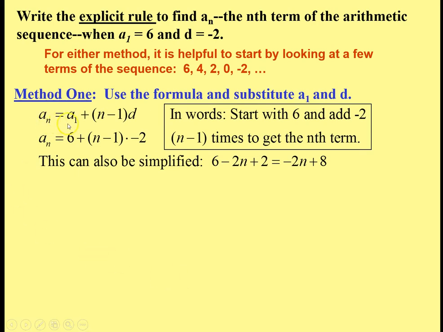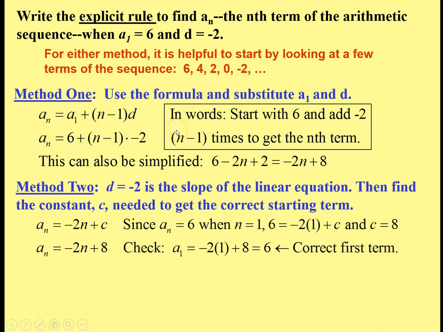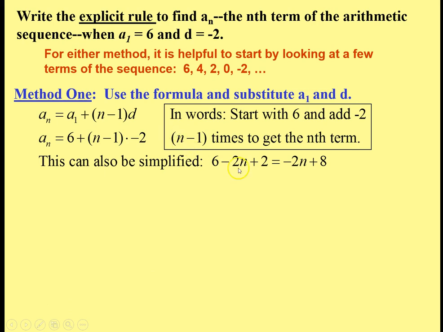a sub n equals a sub 1, the first term, plus n minus 1 times d. We would substitute 6 for our first term and negative 2 for d. We could also simplify this into negative 2n plus 8. Remember that our formula says in words, start with 6 and add negative 2 n minus 1 times.